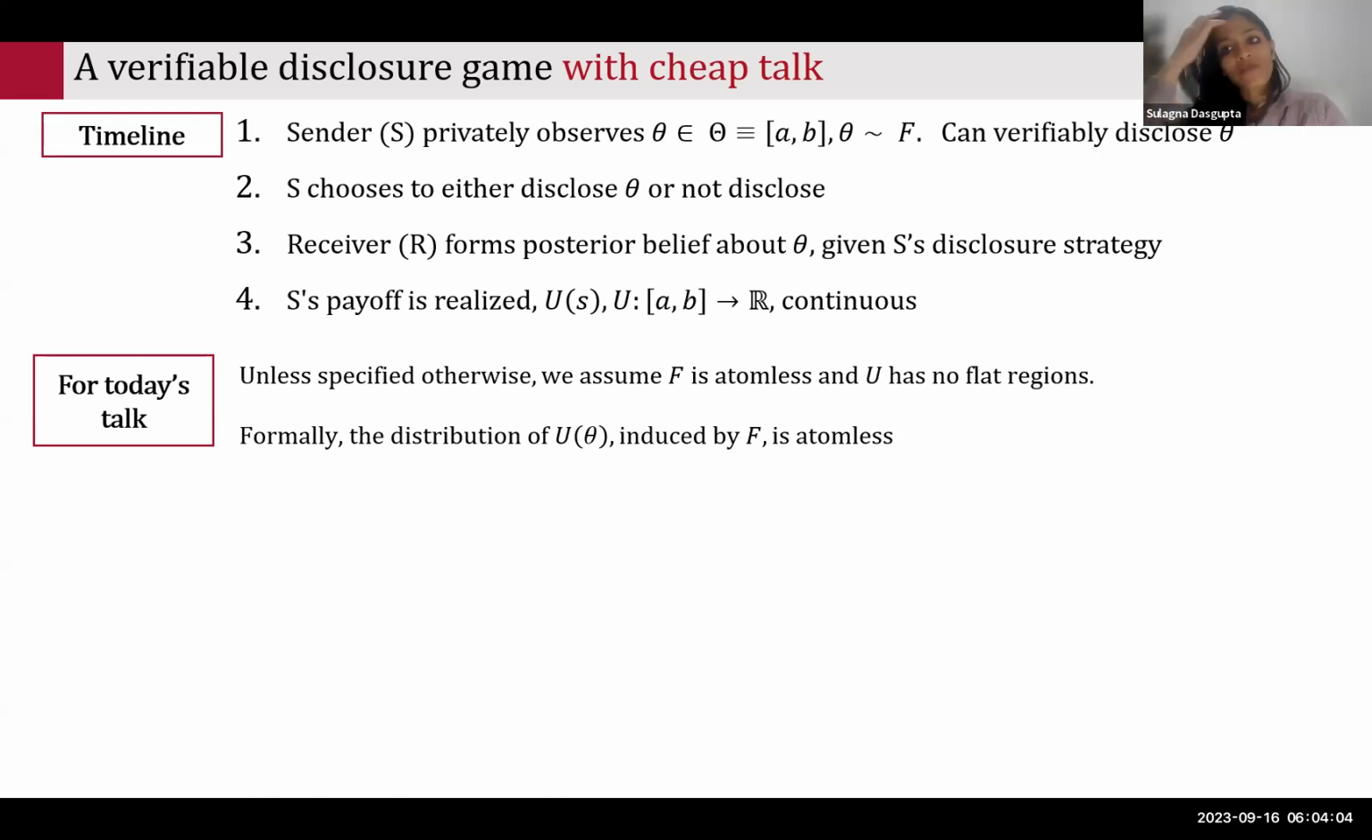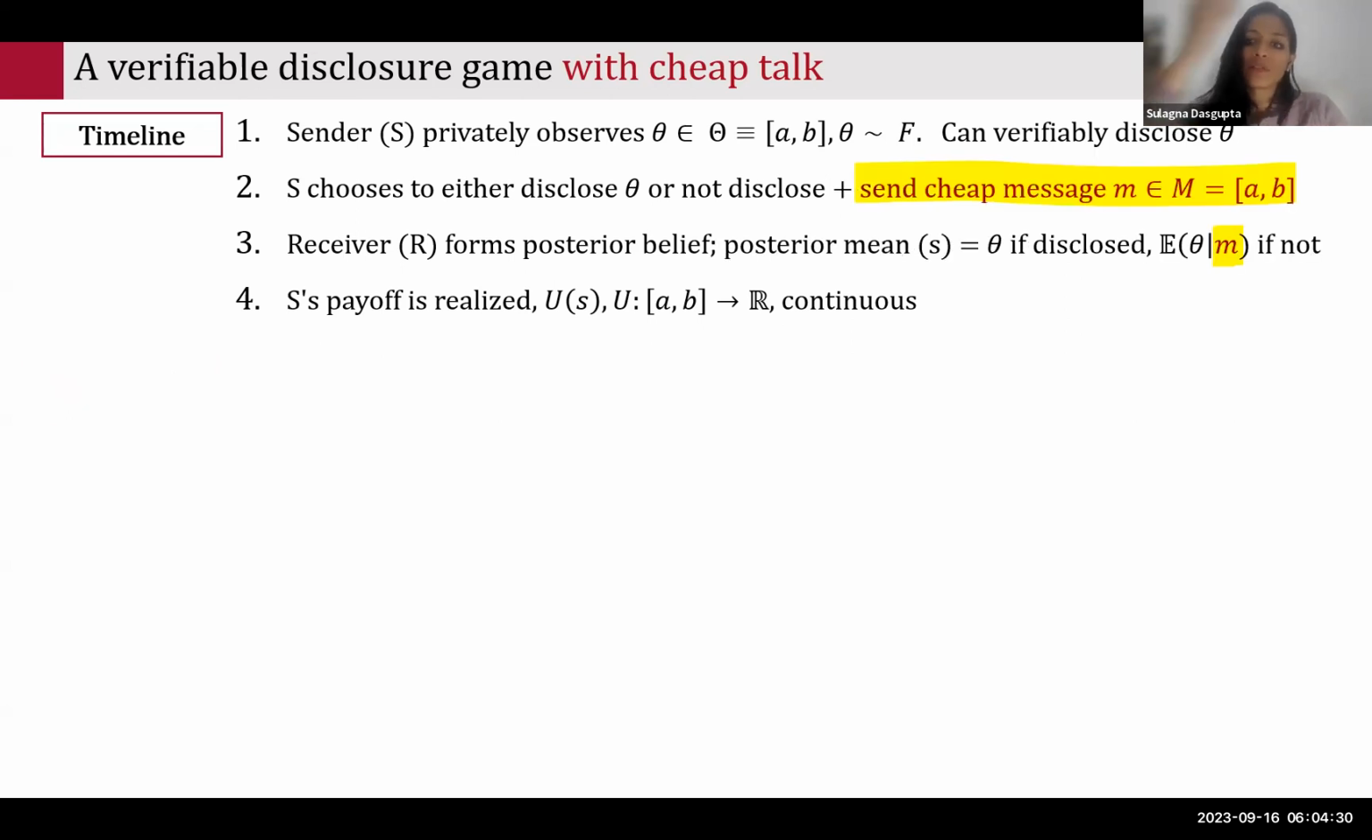The sender can verifiably disclose this state to a receiver. As is standard in much of this literature, we assume that the sender's payoff depends only on the receiver's posterior mean of the state theta through the continuous payoff function capital U. Again, for this talk, we are going to, for simplicity, assume that this payoff function U has no flat regions.